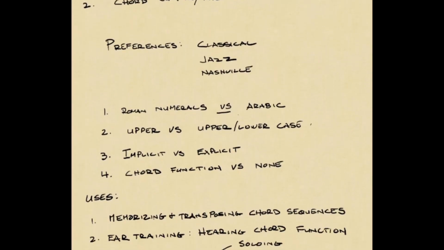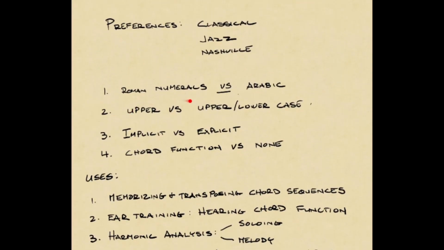All that to say that really where they differ is some people like to use Roman numerals. This is when it's written, okay? When it's verbal, people usually just talk in straight numbers because you can't really verbalize Roman numerals. You're just saying 1, 2, 3, 4, 5, 6, 7. But when you write it, it's Roman numerals versus Arabic, meaning just regular numbers. Some people like to use only uppercase Roman numerals. Some people like to use upper and lowercase: upper for major chords, lower for minor chords.